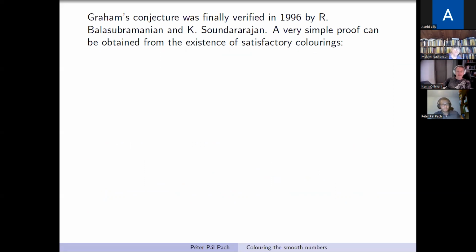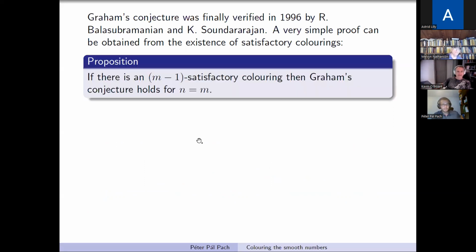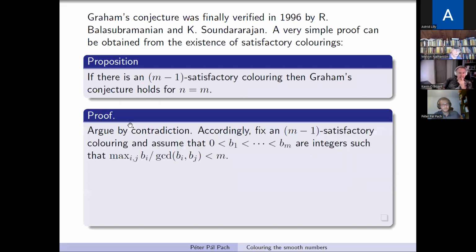If there is an (n-1)-satisfactory coloring, then this would mean that Graham's conjecture holds for n equals m. So this would give a new proof of Graham's conjecture if there would be an n-satisfactory coloring for every n.